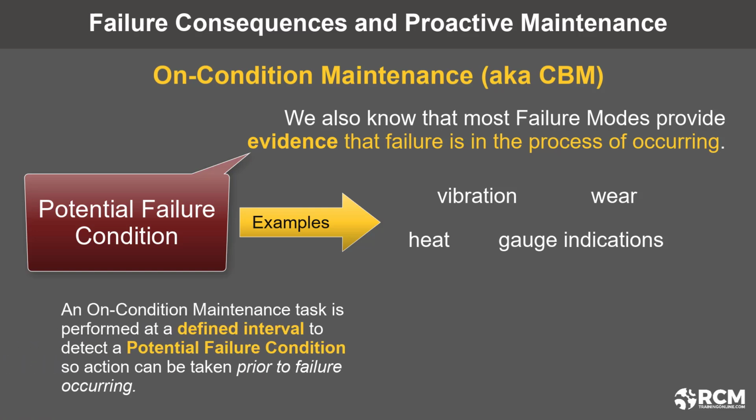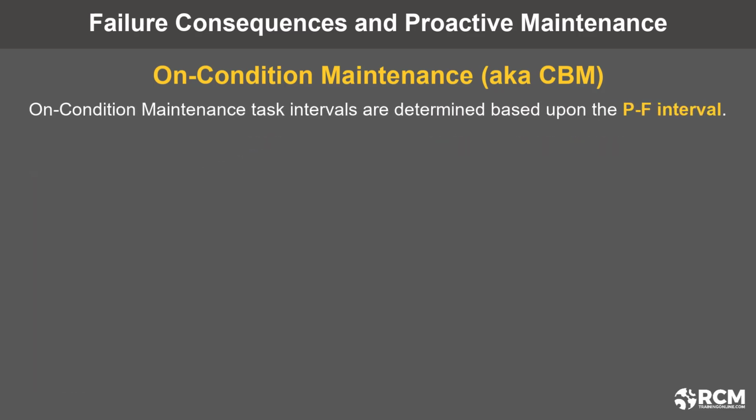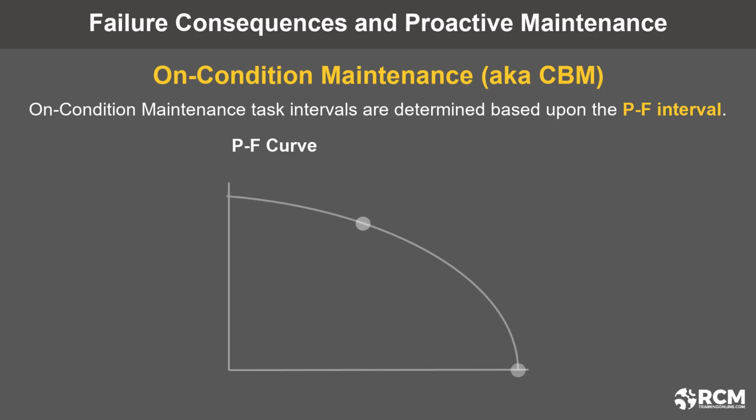An on-condition maintenance task is performed at a defined interval to detect a potential failure condition, so action can be taken prior to failure occurring. That way, maintenance is performed only on the evidence of need, and an organization gets the maximum useful life out of a component. On-condition maintenance task intervals are determined based upon the P2F interval. This is the P2F curve.